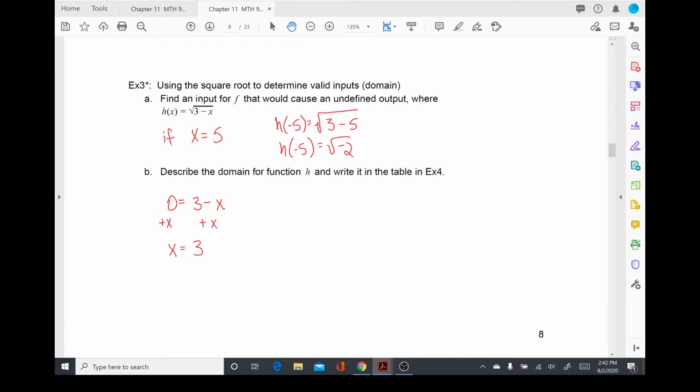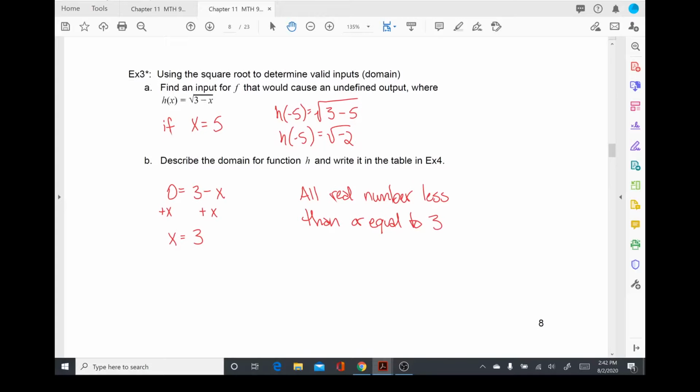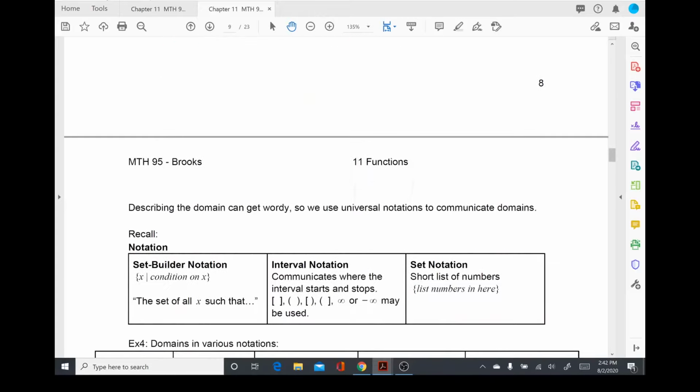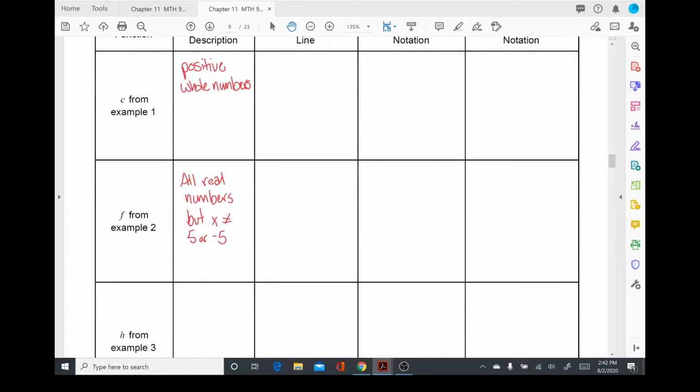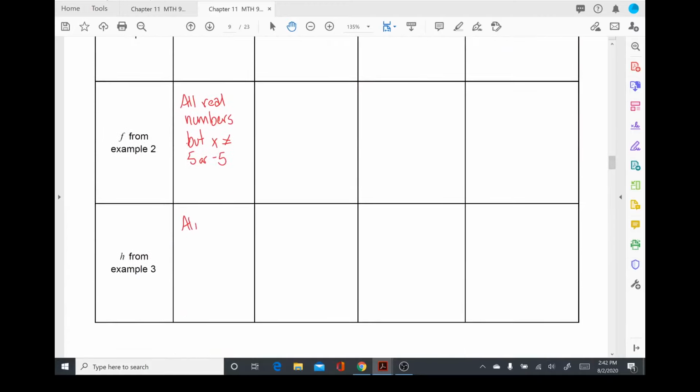3 is a part of our domain, but 5 was not a part of our domain. And so that gives us an idea that all numbers, all real numbers, less than or equal to 3 will be a part of our domain. They will work. We can get answers for them. Maybe not answers you like, but nonetheless. All real numbers less than or equal to 3.